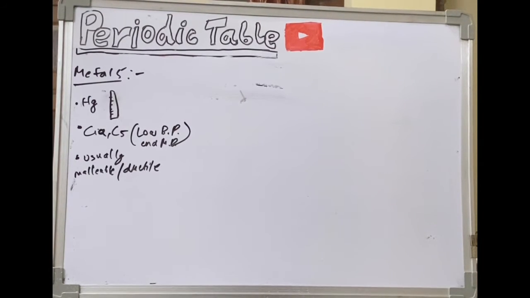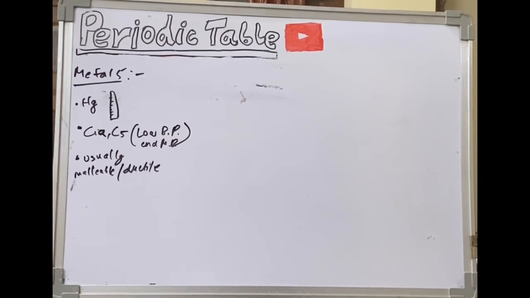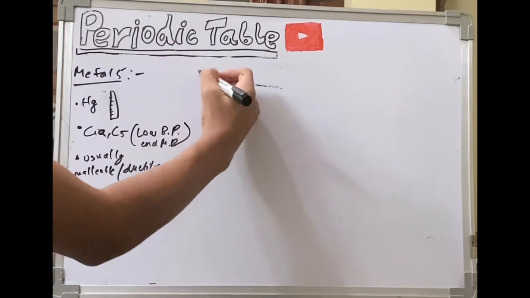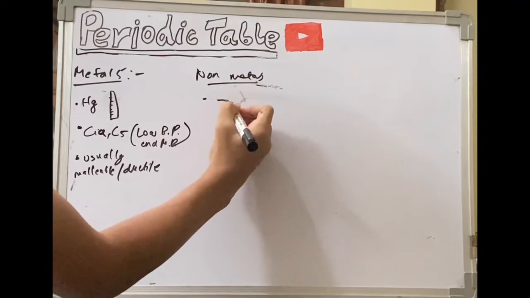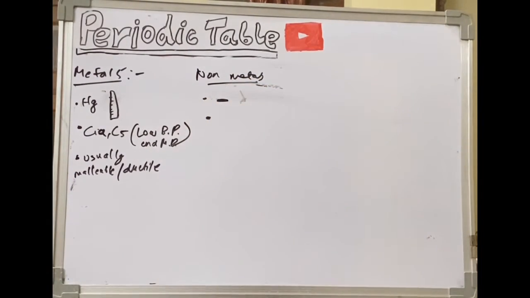So these are also usually solid or gaseous at room temperature. Now, non-metals, there's an exception over here. Now let's come to the boiling point and the melting point. They have a low boiling point and melting point.